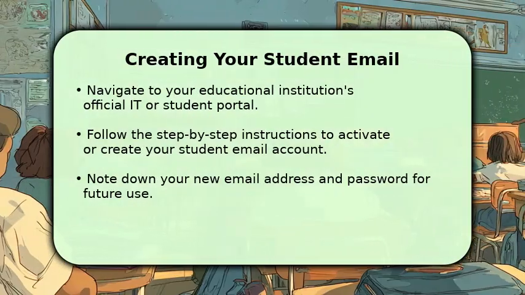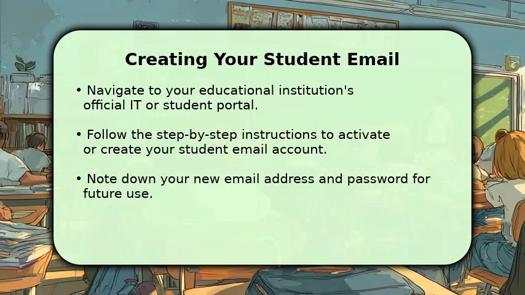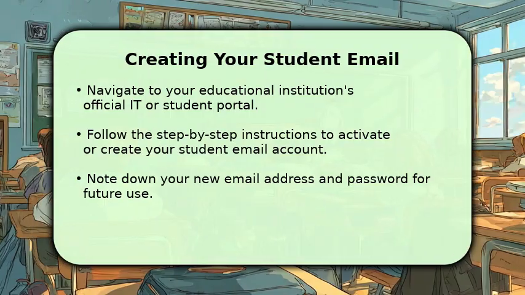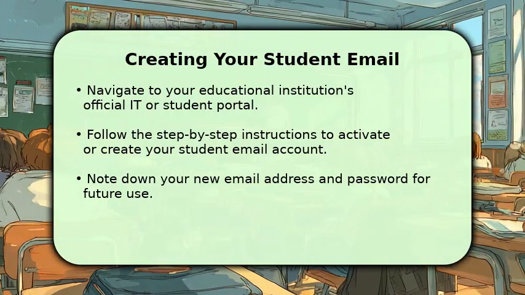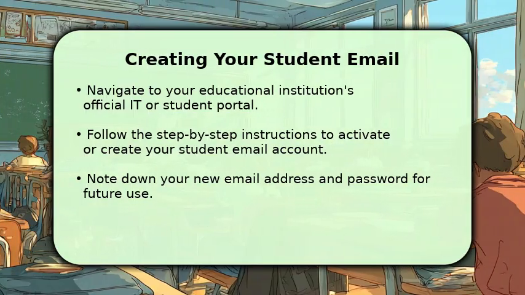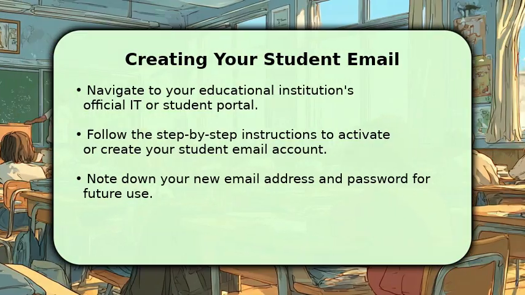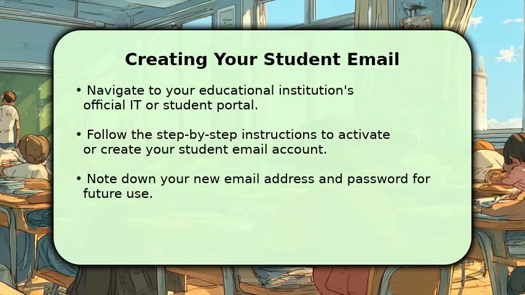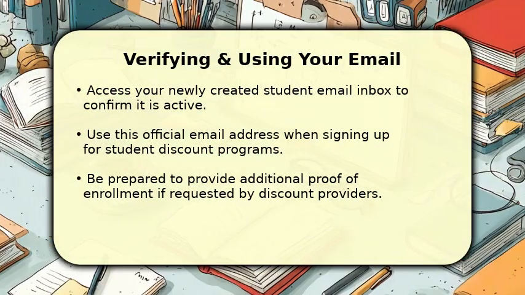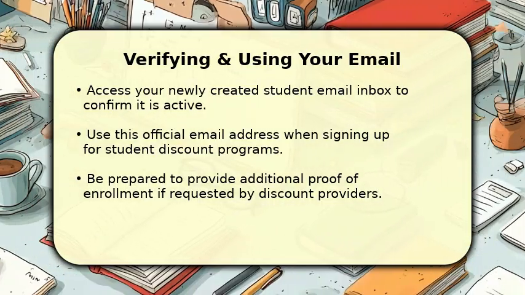Creating your student email is usually straightforward. Begin by visiting your school's official IT or student portal, often found on their main website. Look for sections like Email Activation or Student Account Setup. Follow the clear, on-screen instructions, which typically involve entering your student ID number and setting a secure password. Remember to save your new email and password. Once created, access your new student email inbox to ensure it's fully active and receiving messages.